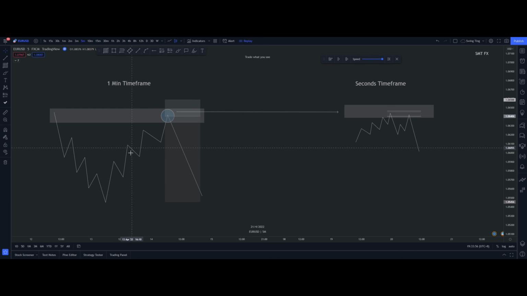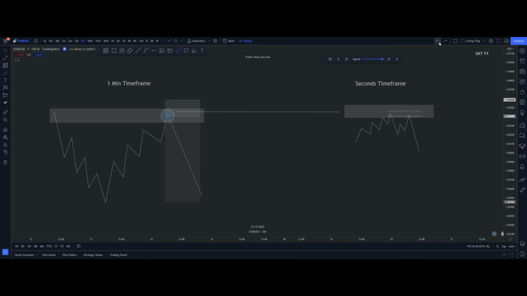So how the seconds time frame really comes into play is when you get that first initial 1 minute mitigation of your zone. What I do is I drop to the seconds here, and on the seconds time frame what you're looking for is the exact same thing you have seen: the setup will and should repeat itself on the seconds time frame. So this is essentially that mitigation over here.